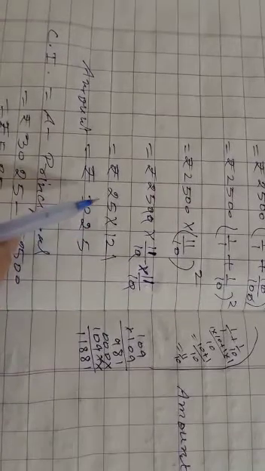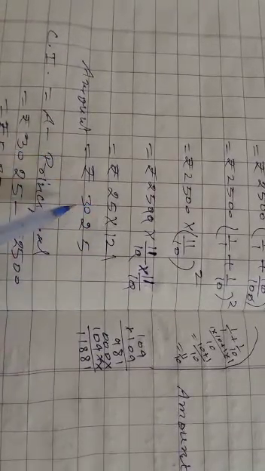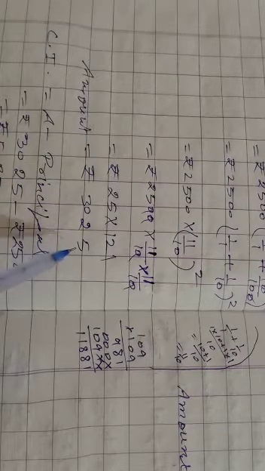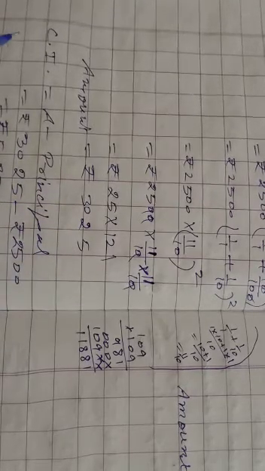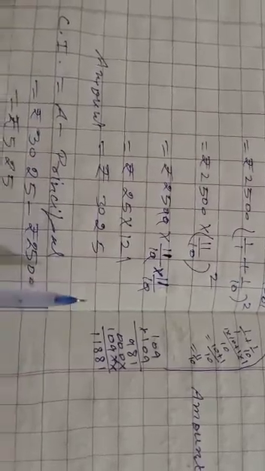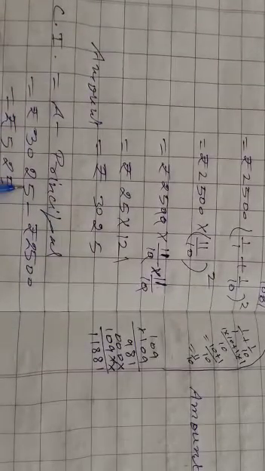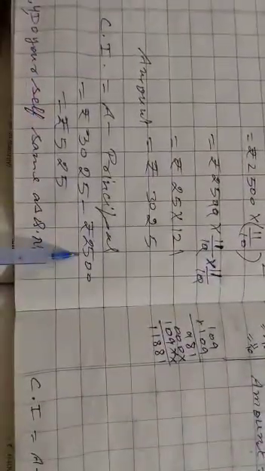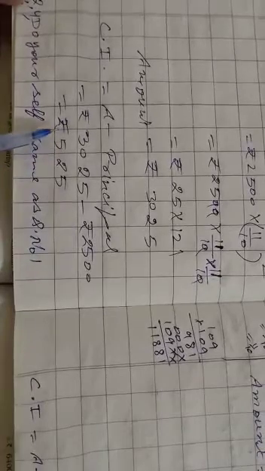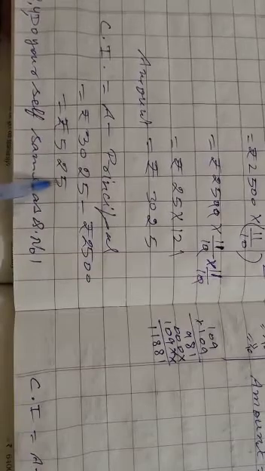Now 121 multiply by 25, we get rupees 3025. Compound interest, formula of compound interest: amount minus principal. Value of amount is rupees 3025 minus value of principal, rupees 2500. We get rupees 525. Rupees 525.